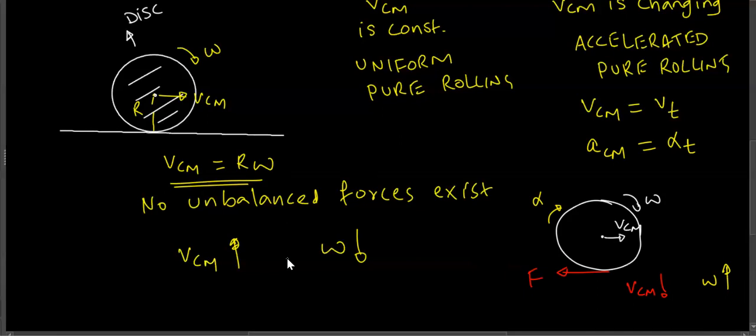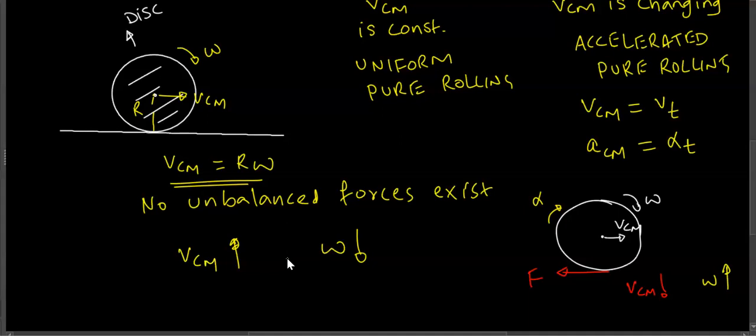Even whether the surface is rough or not, there is no unbalanced force that is acting on the disk. Here we are just taking disk as an example. It could be any round object. Now, some of the common types of problems involving rolling on a horizontal surface, we will try to work on them.